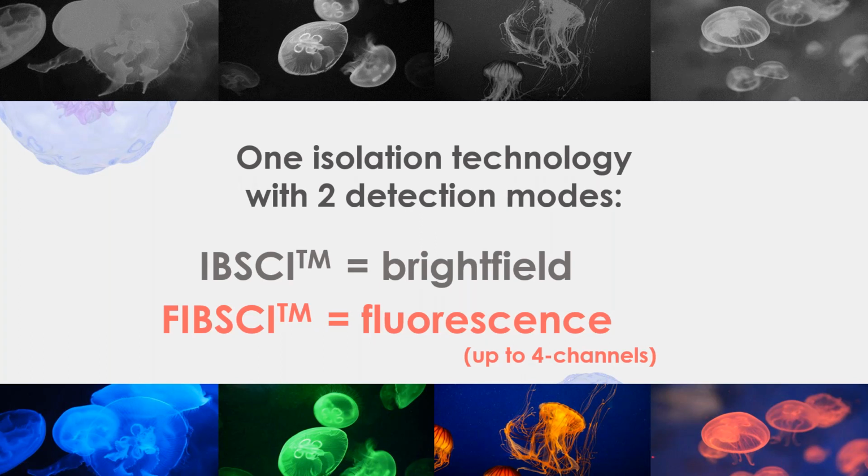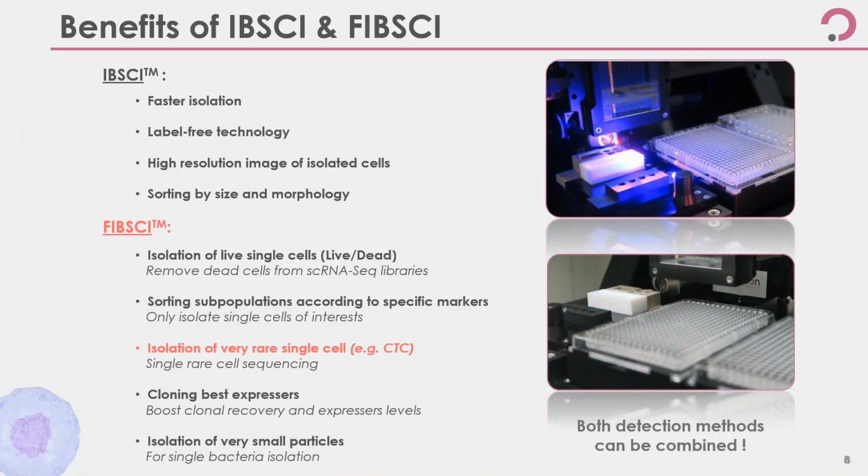So what are the advantages of using IBSCI or FIBSCI? Well, the advantage of IBSCI is that it is faster as there are fewer images generated and analyzed. It is a completely label-free technology. You get a high-resolution image for your isolated cells, but you can only do sorting by size or morphology, which is kind of limited depending on your application. On the other side, with the FIBSCI technology, you are able to isolate only live cells. If you use staining with a live/dead kit, for example, you can sort certain subpopulations if you only want to isolate certain cells of interest. In the example that is of interest to us today, I will demonstrate how it can be used to isolate a very rare cell population.